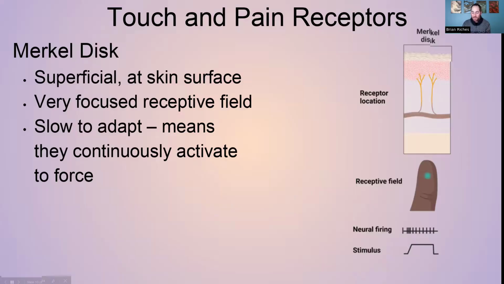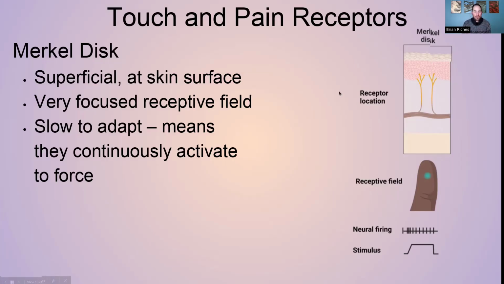So these differences lead to us putting those together in our brain to get a sense of what we are feeling. So the first one that we'll really focus on is the Merkel disc here. It's really close to the surface of your skin. It's got a finger right there in the picture. You can see its receptive field is pretty focused. It is slow to adapt. So this means that they will continuously activate to a force. So if I'm poking my fingertip, well, the Merkel discs are continuously active. They keep firing and firing because there is still pressure there. So that means it's slow to adapt. It's slow to change to that pressure. Right? And so that's those Merkel discs.